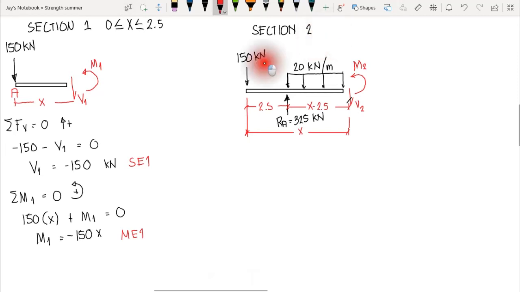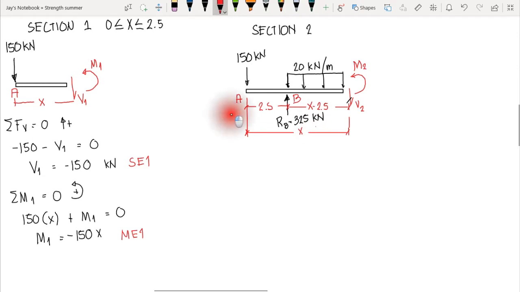We have our 150 kilonewton that is included in our cut section, and we have the portion of the uniform load that is also included. Then we have 20 kilonewton per meter in the cut section, and our x here, we set as our reference, that is from A to our cut section 2. We also have our reaction RB, 325 kilonewton, included in the cut section.